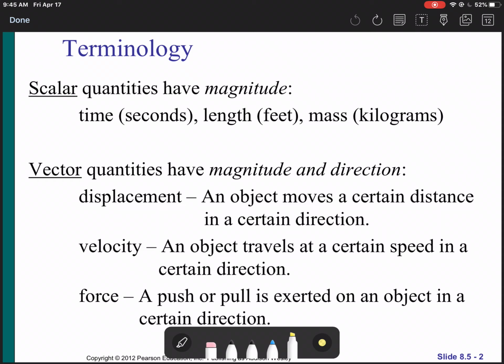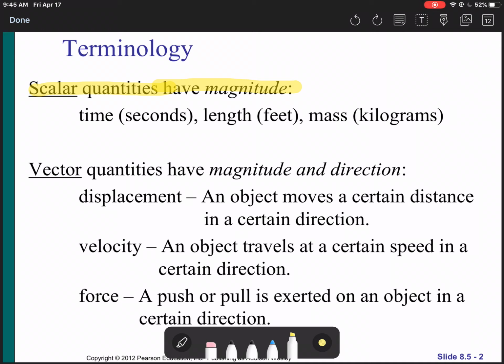A scalar quantity is a quantity that has what we call magnitude. It's simply a value or quantity that has measurement, right? So like time you measure in seconds, length can be measured in feet, mass of an object may be measured in kilograms, right? So that's the magnitude of those quantities, right? So the measurement.